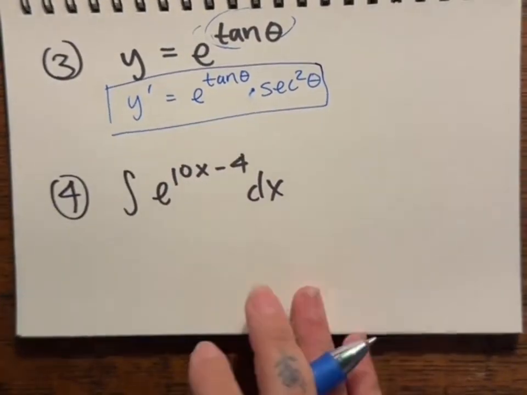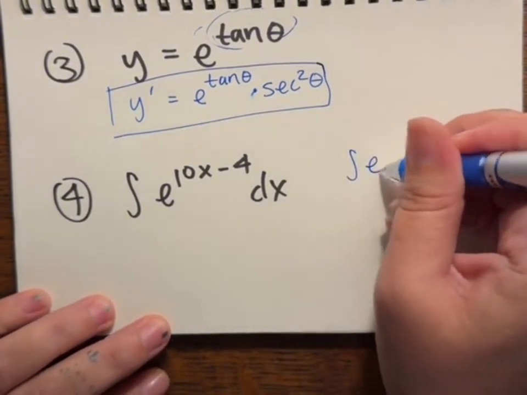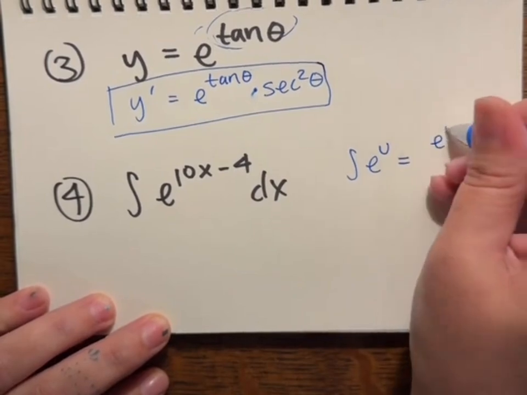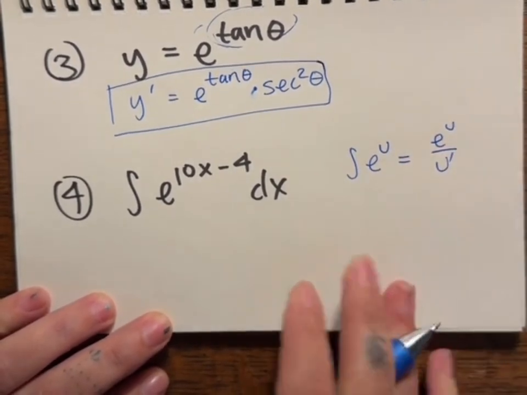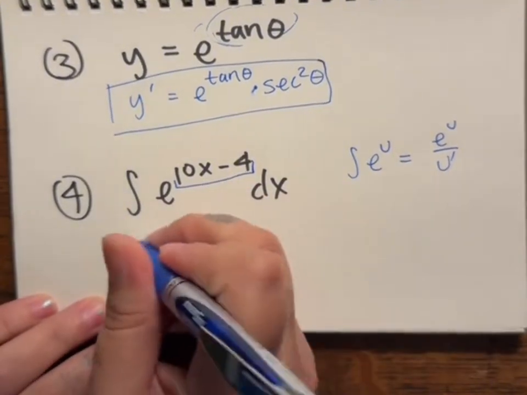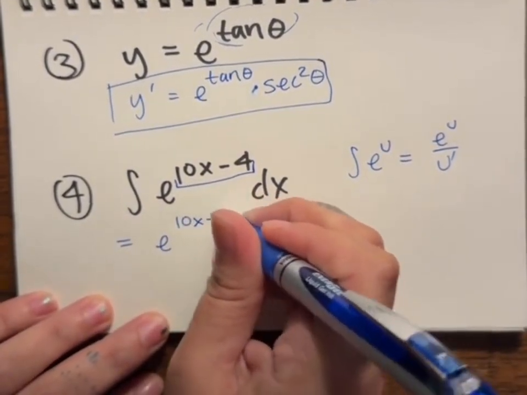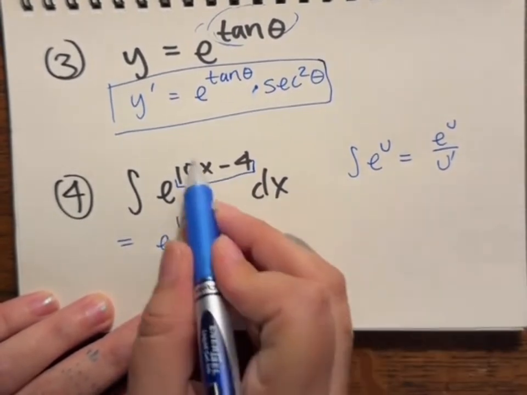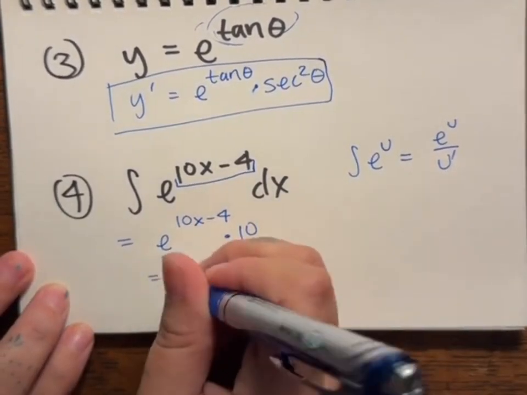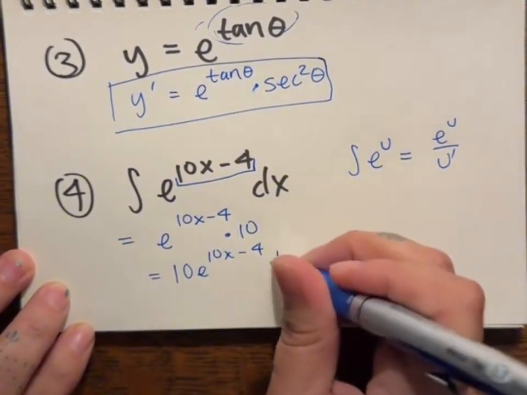And then let's try one integration problem. So if you remember, the integral of e to the u is e to the u over u prime. So this here is our u, right? So then this is going to equal e to the 10x minus 4 over the derivative of u, which is 10. So this equals e to the power of 10x minus 4, over 10. And don't forget your plus c.